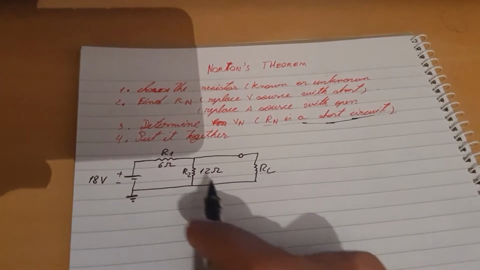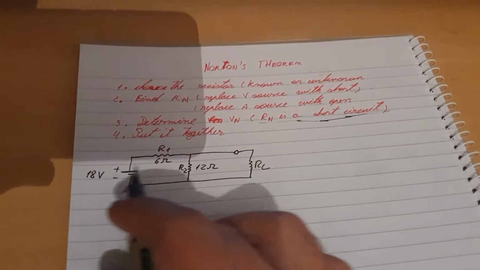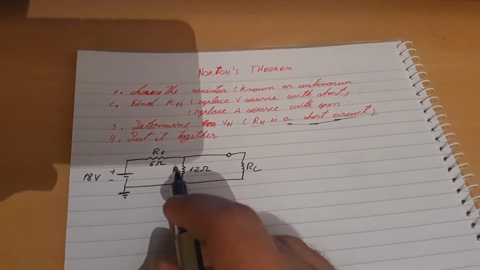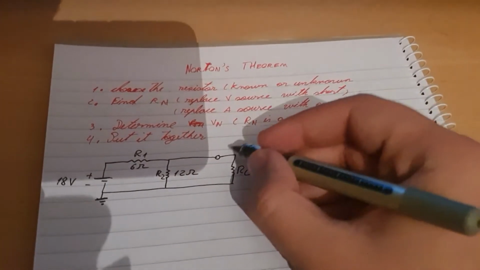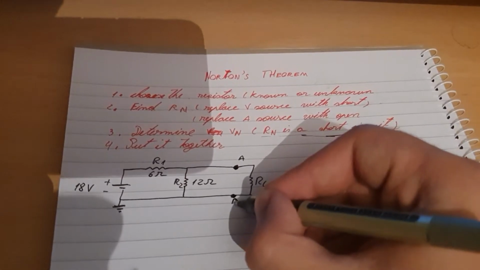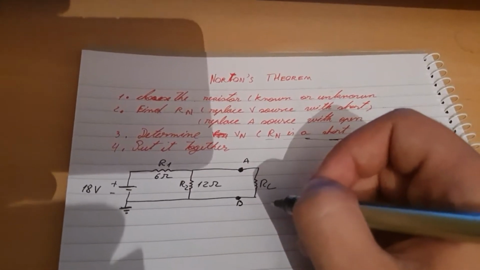Alright, so let's start with this simple circuit right here. It's got a voltage source of 18, one resistor of 6 ohms, and another resistor of 12 ohms. First, let's select the points. So I'm selecting this point and this point, A and B, to find the unknown RL.